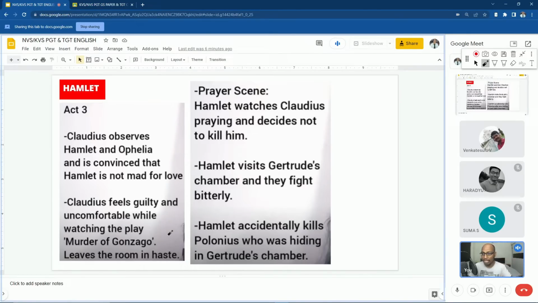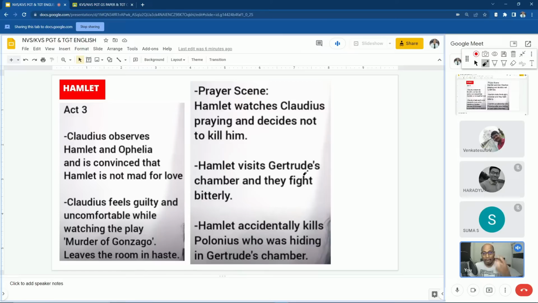Then in Act 3, Claudius observes Hamlet and Ophelia and is convinced that Hamlet is not mad for love. So Ophelia and Hamlet were actually in deep love, but Claudius made Ophelia and Polonius believe that Hamlet was actually exploiting Ophelia physically, and they created some gap between Hamlet and Ophelia. Claudius feels guilty and uncomfortable while watching the play The Murder of Gonzago, and leaves the room in haste.